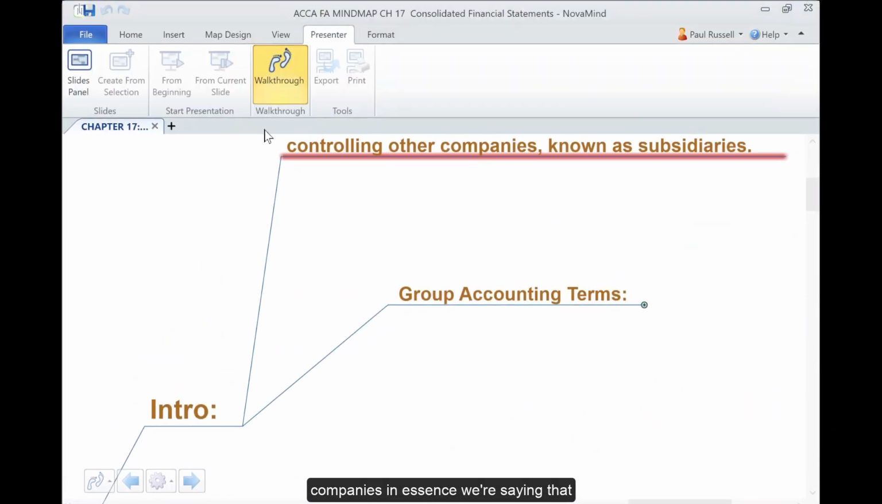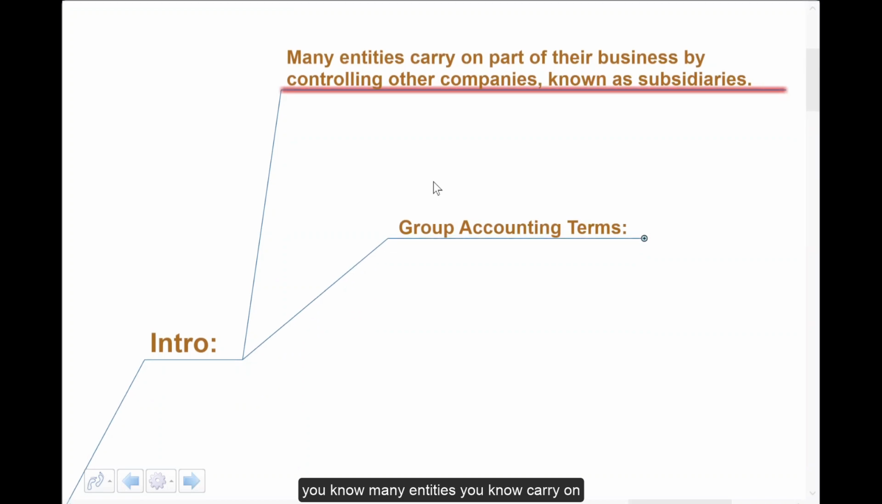In essence, many entities carry on part of their business through controlling other companies, i.e. subsidiaries. So you would have a holding company, or a parent, with a number of subsidiaries in which they have investments. This chapter is about calculations in relation to how a given parent company or holding company brings in elements of the subsidiaries' accounts and joins them together, adds them together. Consolidation is really about adding up sets of accounts, but there are a number of small, slightly quirky, and in some places tricky little rules.